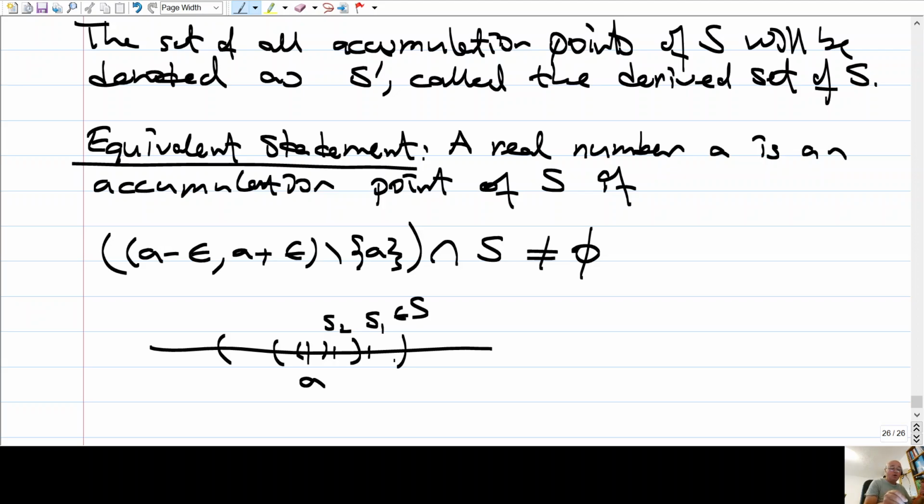and so on. So I construct an infinite set inside this interval. Therefore, any interval about A contains infinitely many elements from S. That's the basic argument why these two statements are equivalent, okay, for accumulation points. Does this make sense?